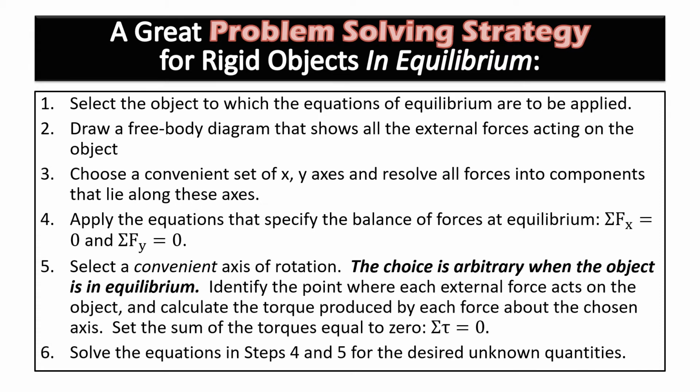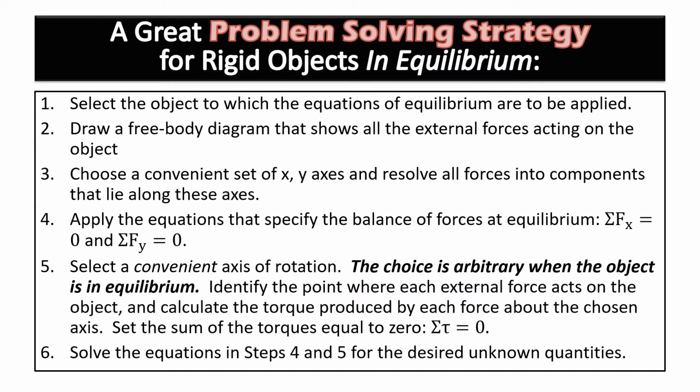Step number 4 says apply the equations that specify the balance of forces at equilibrium. The net force in the x and the y direction are 0 because, again, we're in equilibrium. They're not equal to MA yet. Okay, so that's all well and good. We've done that before, but now we're going to add another step here for torques and rotation. It says select a convenient axis of rotation. Since your angular acceleration isn't changing at all, you could pick that axis anywhere. It says the choice is arbitrary when the object is in equilibrium. You're not actually rotating, it's in equilibrium.